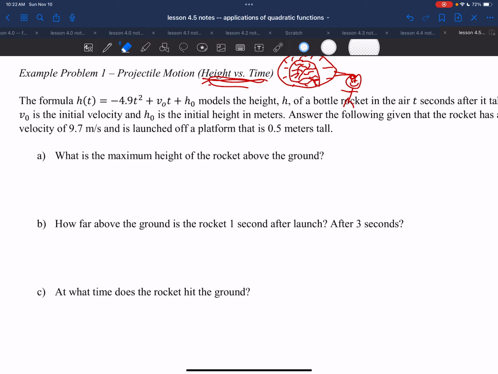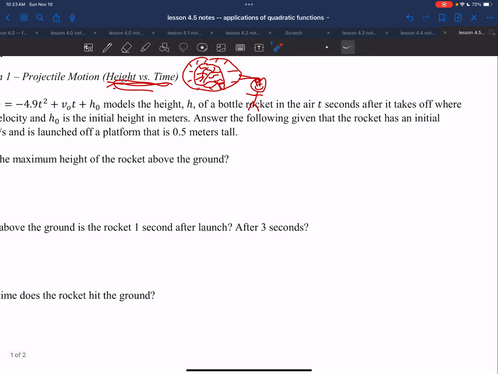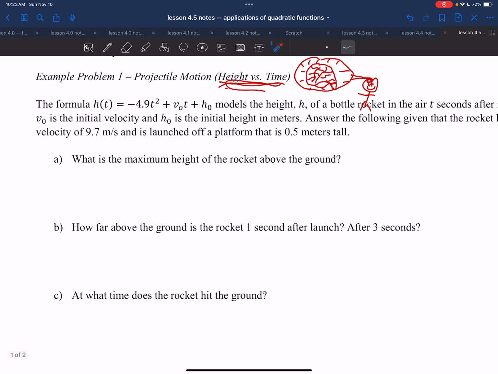So, okay, here we go. Let's read through this problem. This is a type of physics problem you may encounter. But in physics, you're going to talk about vectors and direction. I'm not going to get into that. So it says, the formula h of t is negative 4.9 t squared plus v naught t plus h naught models the height h of a bottle rocket in the air t seconds after it takes off, where v naught is the initial velocity and h naught is the initial height in meters.